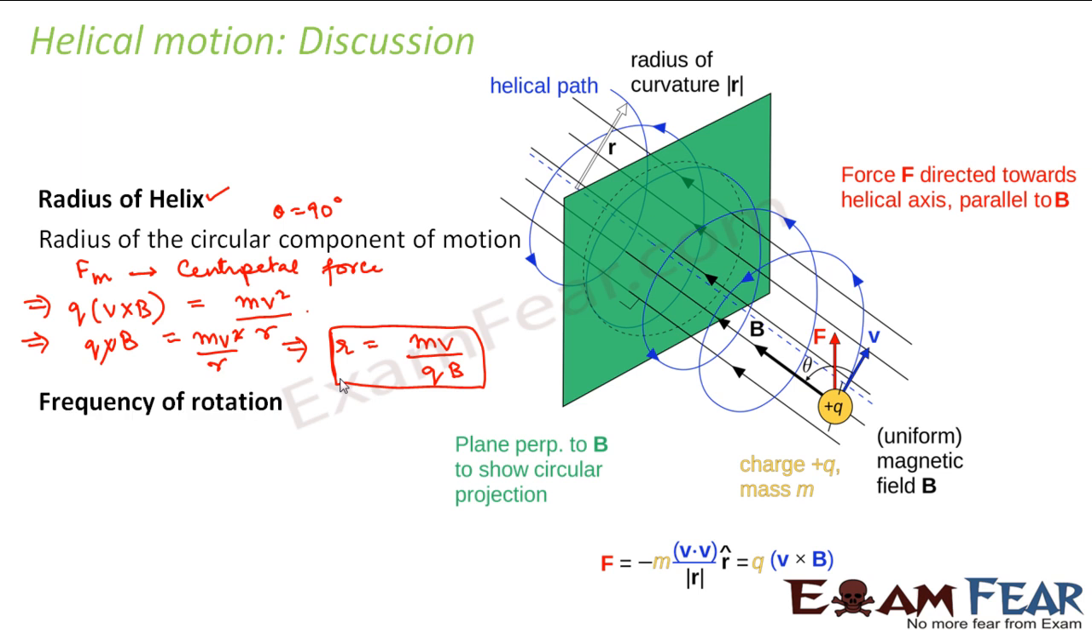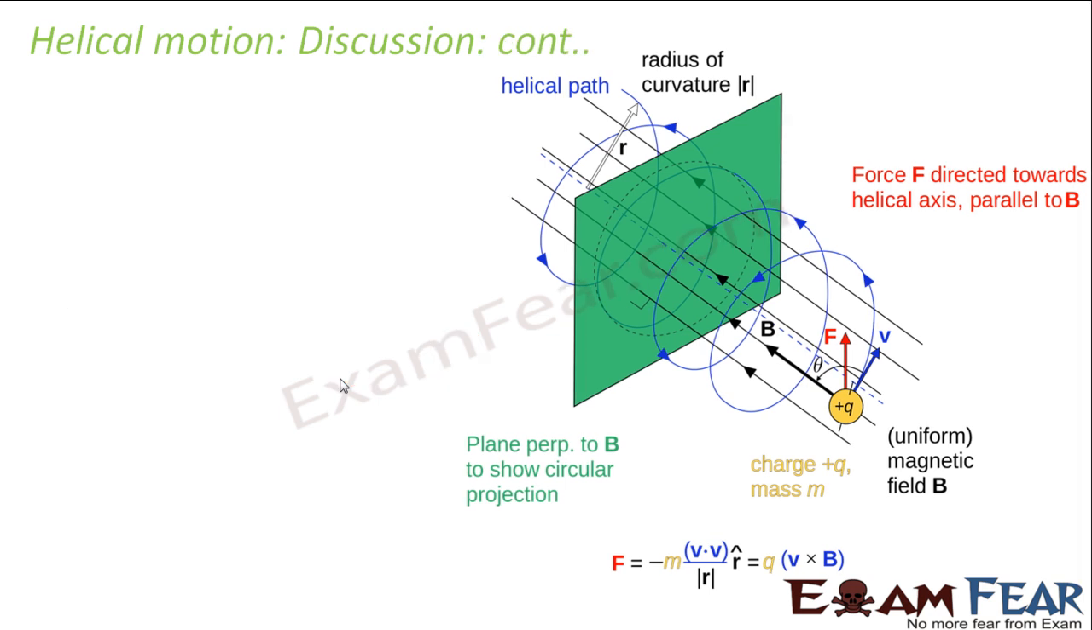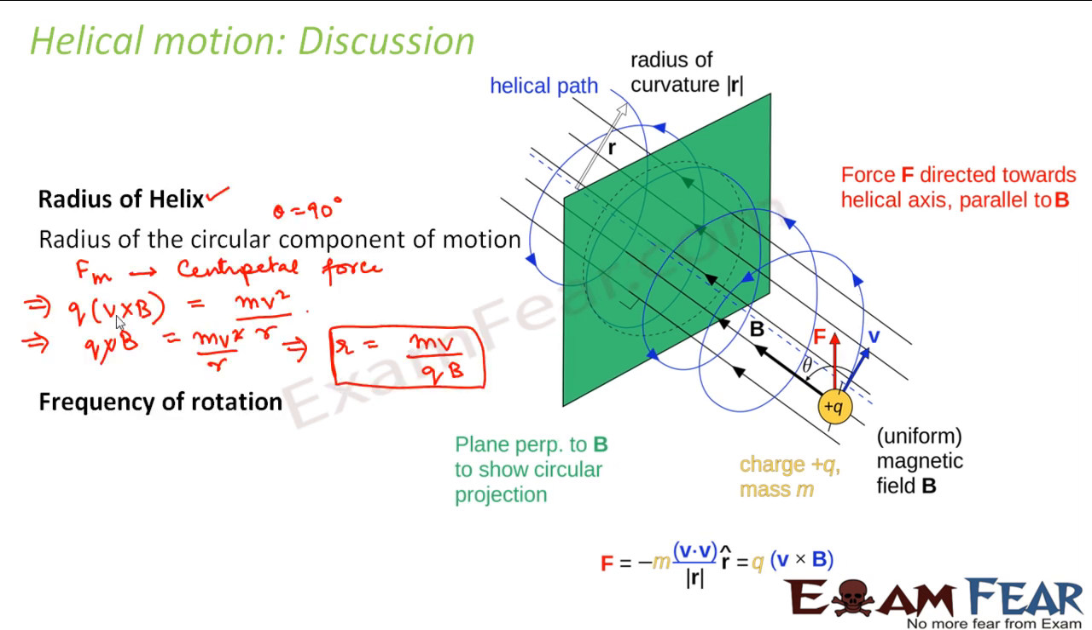The next term is the frequency of rotation. What is frequency of rotation? That means how frequently the charged particle is rotating. That means how many rotations it is completing per second. That is the frequency, right? So how can we find out the frequency of rotation? Let us try to do that also.